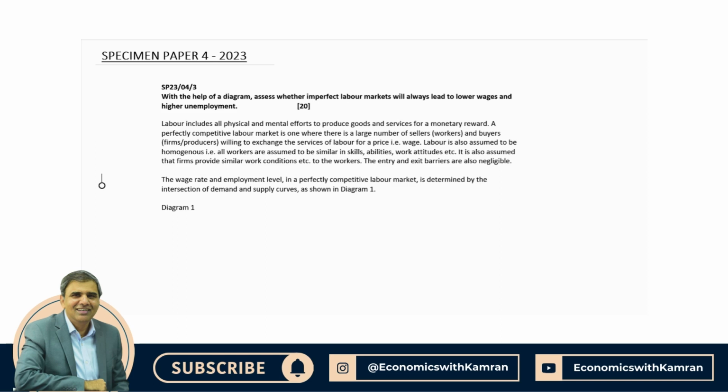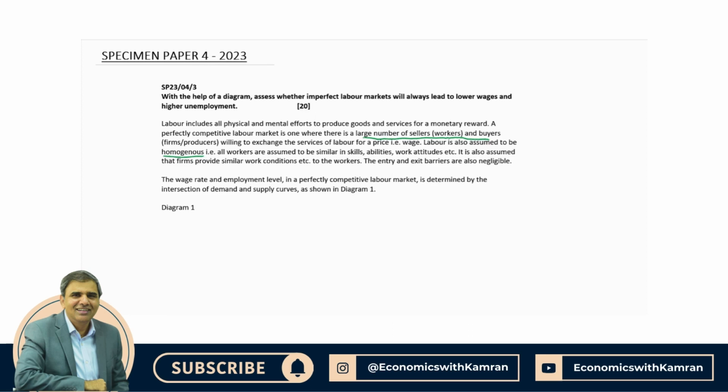So the first line, I started this sample answer by giving the definition of labor that includes all physical and mental efforts. Labor is not just physical labor, it is mental work as well, but the condition is that it is done for a monetary reward. And then we talk about a perfectly competitive labor market, which has a few characteristics, and one of them is there is a large number of buyers and sellers, and there is a homogeneous product, and in this case the product that is being exchanged is labor.